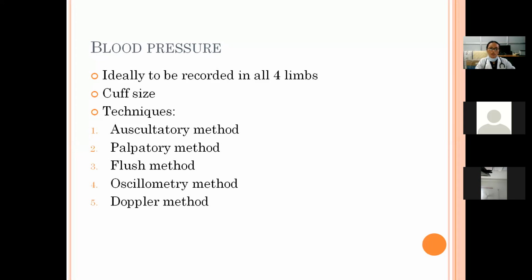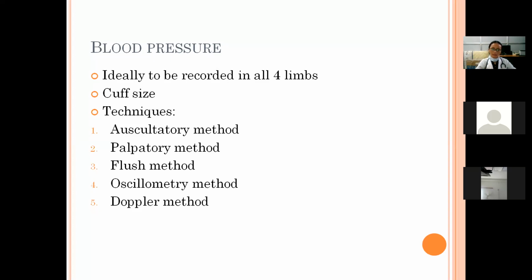The flush method is not a very commonly used technique. It is mostly used in young infants, or even mostly in newborns. So just to know how it is done, first you elevate the child's limb. Whether you are using the upper limb or the lower limb, you elevate it, and then you tie the sphygmomanometer around the child's upper limb or the lower limb, wherever you're taking the blood pressure.